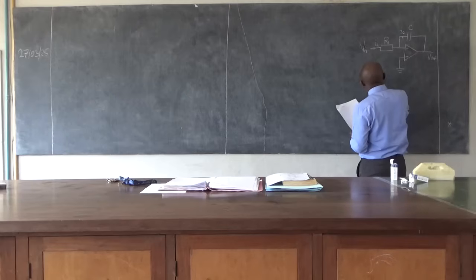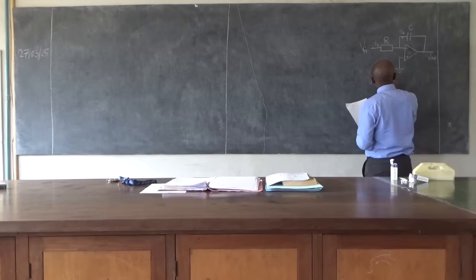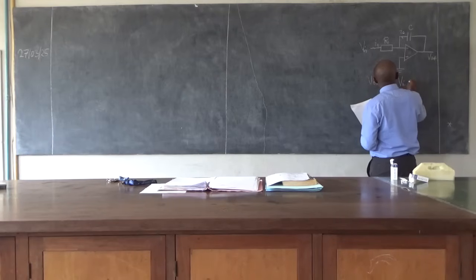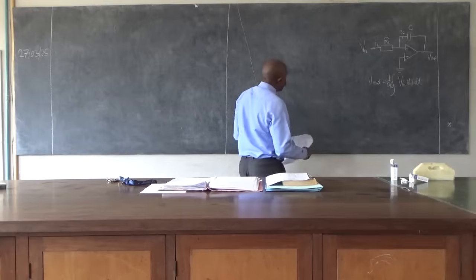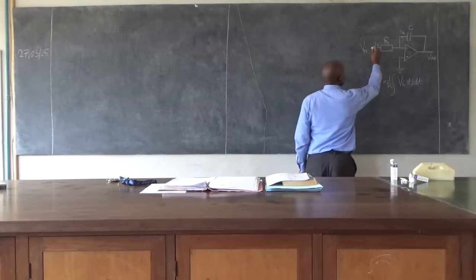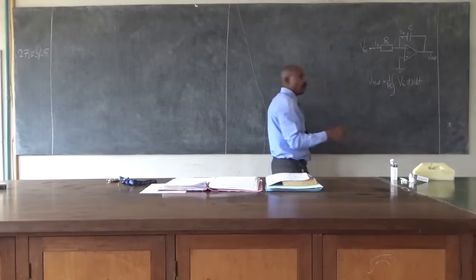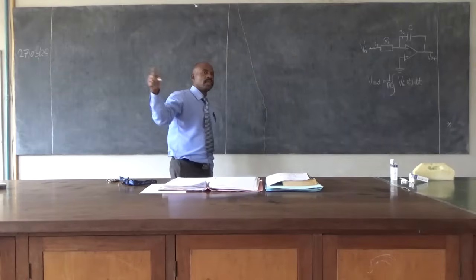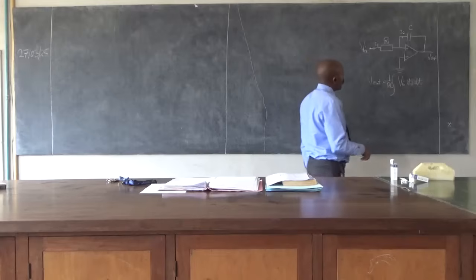We ended up with the V out being the integral of 1 over RC, the integral of V in(t) dt. So that means this should be time varying, like a sinusoidal wave or a pulse, whichever way it is, it should be able to be varying with time.